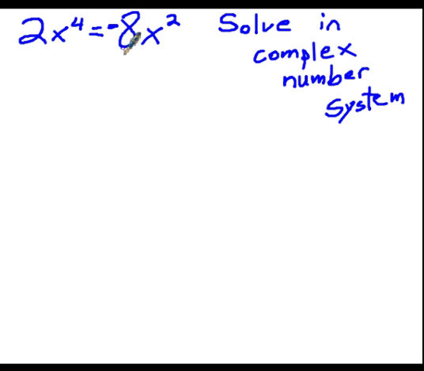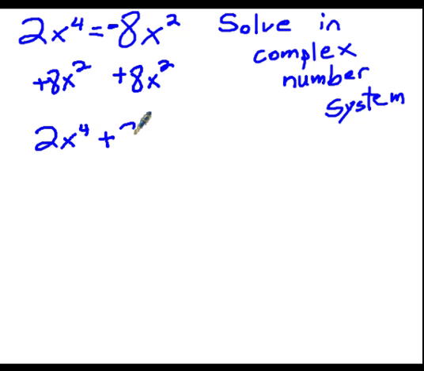I want to solve this in the complex number system. That basically just means solve it, and if you have negative square roots, or negatives inside the square root when you get done, imaginary answers, that's okay. So first thing I'm going to do is move everything over to one side, just like I always do. Just because it says solving in the complex number system, you're not doing anything different yet. So I move everything over to one side.